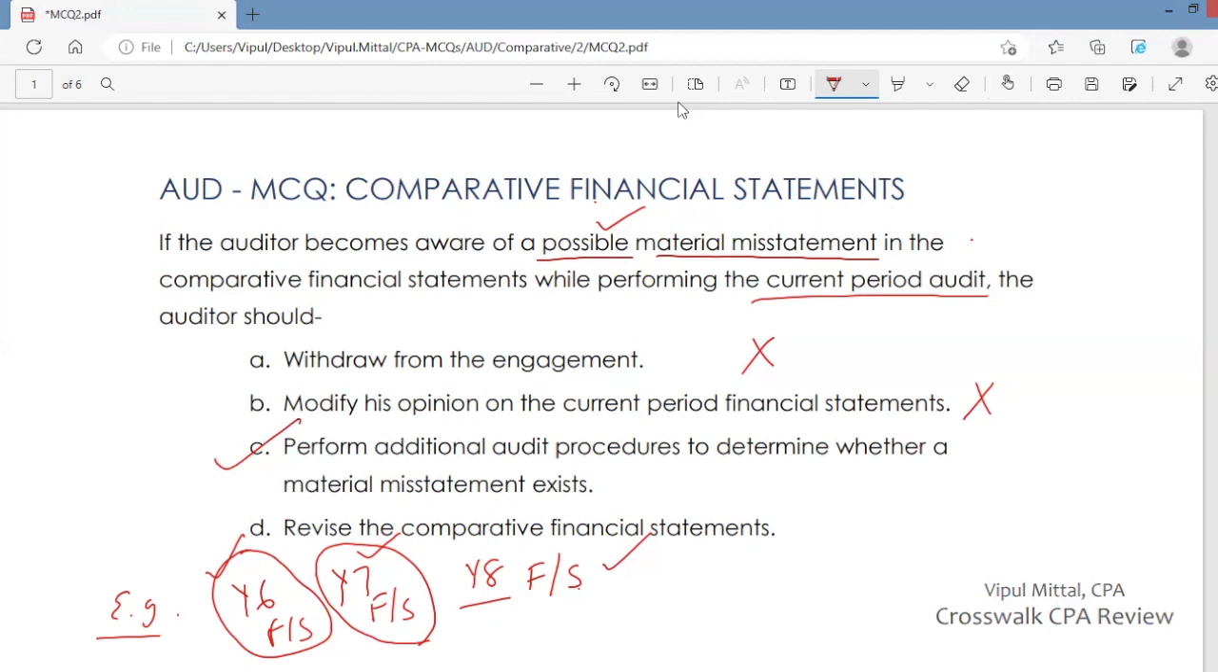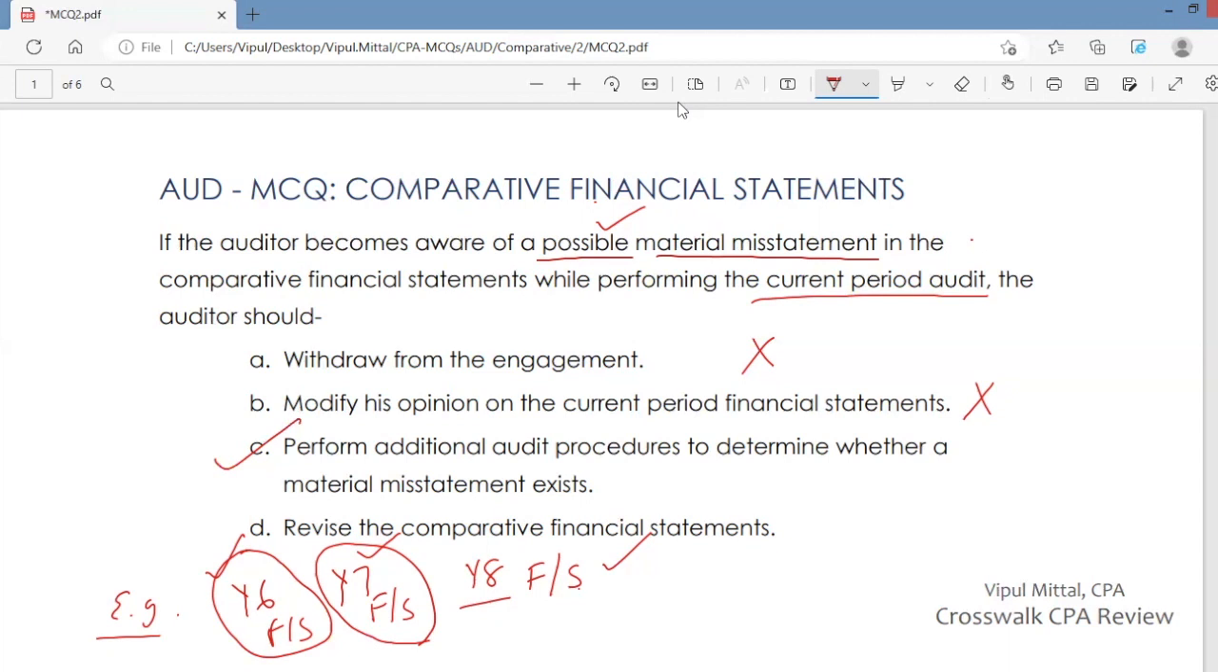This correction is required in the financial statement. This adjustment is required in the financial statement. You will only advise management. And management has to make the required changes. Management has to make the required revision, not you. And also, as of now, it is just a possible material misstatement. You are not sure that there is a material misstatement.